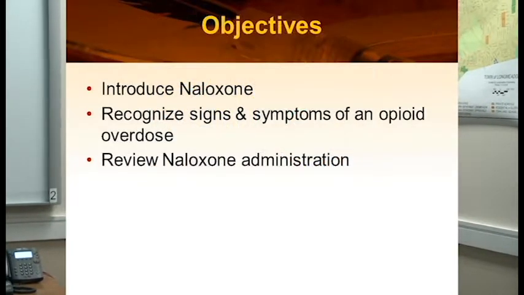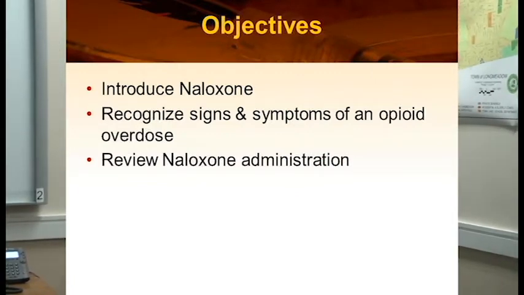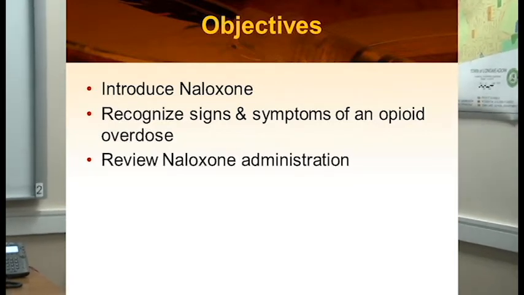So just to go through the course, these are the objectives. We're going to cover an introduction to naloxone, recognizing signs and symptoms of an overdose, and then review NarCan administration.